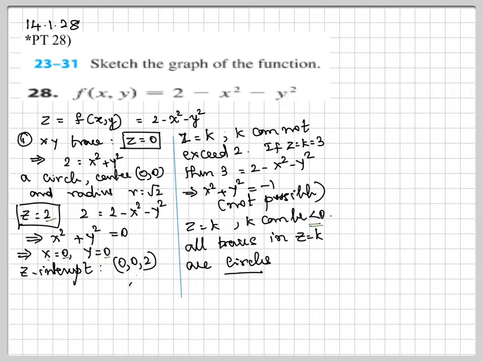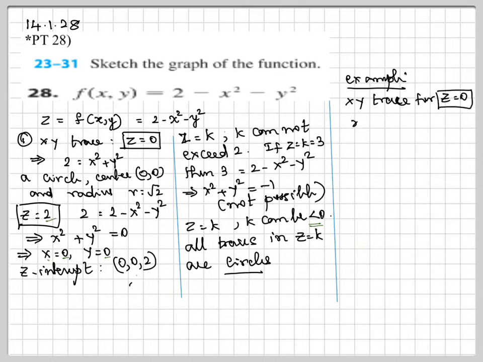Now this is about the xy trace. We can give an example and show the graph for one specific value of z equal to k. So let's take the z equal to 0 case for the example, which we already said: x squared plus y squared equal to 2, which is a circle with center at the origin and radius square root of 2.